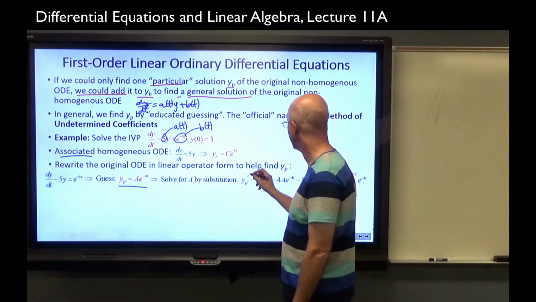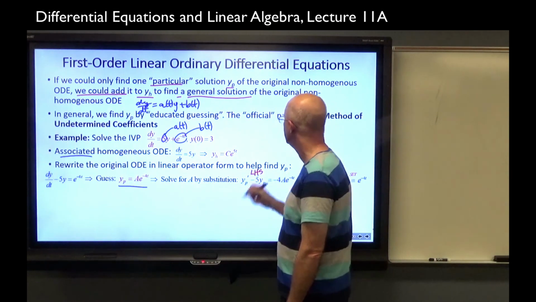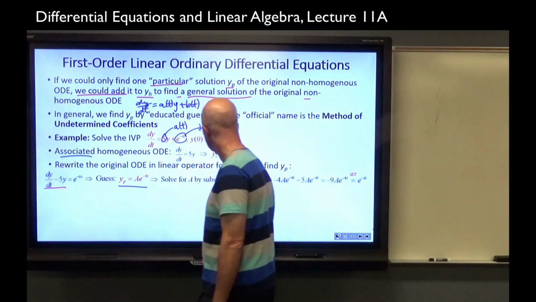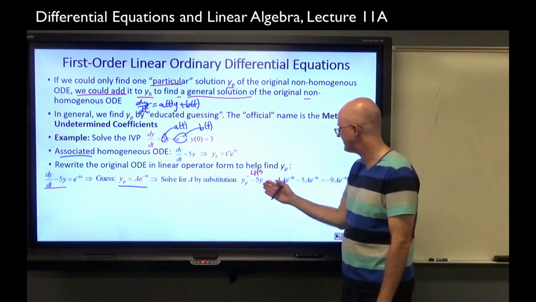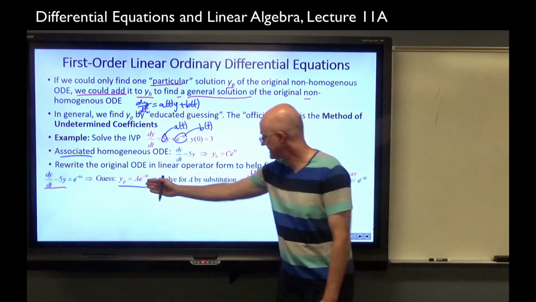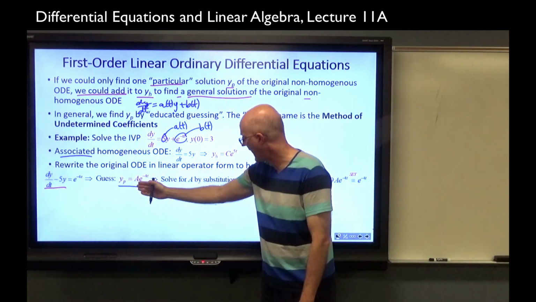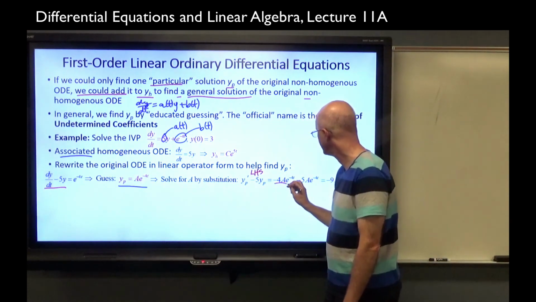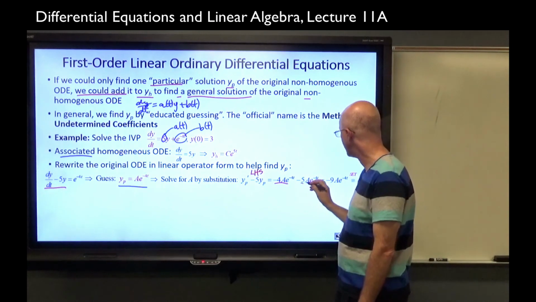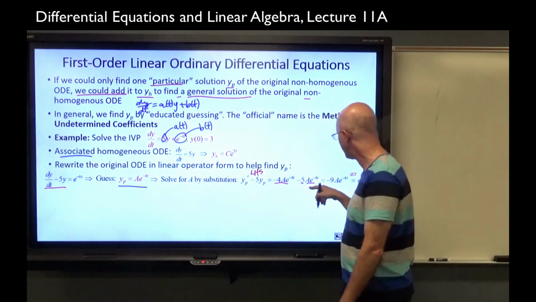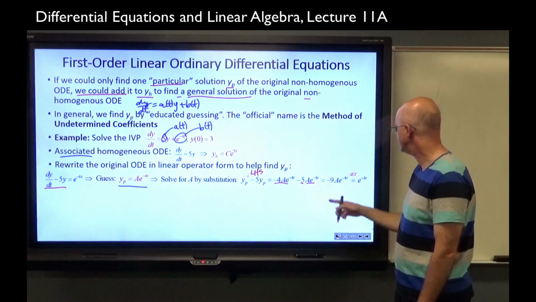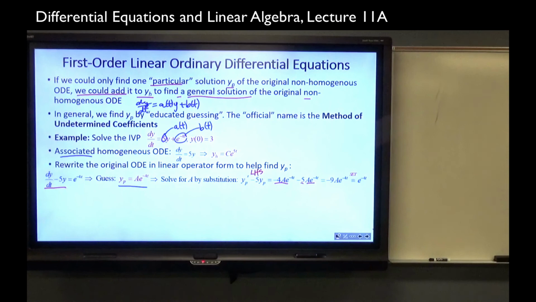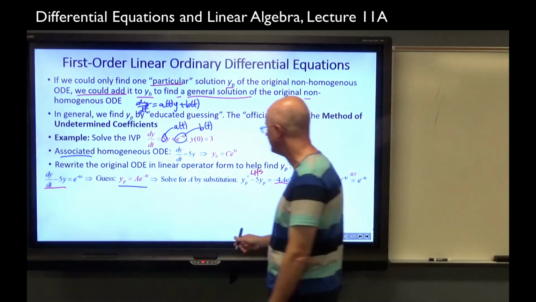How? By substitution. First, into the left-hand side of the differential equation in the linear operator form right here. So find its derivative and subtract 5 times itself. The derivative of this by the chain rule would be negative 4a e to the negative 4t, which is what you see right there. Minus 5 times the function. Here's the 5 and here's the function. Simplify this. These are like terms, so to speak. You're going to get negative 9a e to the negative 4t. I want to set that equal to the right-hand side function, e to the negative 4t.